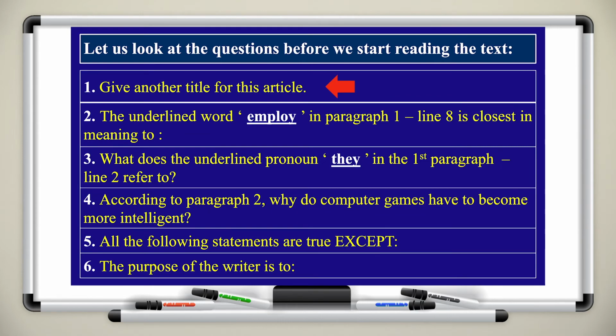Now, just like I taught you in the beginning, we're going to read the questions first before we start reading the text. So we have question number 1, give another title for this article. Question number 2, the underlined word employ in paragraph 1, line 8 is closest in meaning to. Question 3, what does the underlined pronoun they in the first paragraph, line 2, refer to? And according to paragraph 2, why do computer games have to become more intelligent? Number 5, all the following statements are true except. And the last one, the purpose of the writer is to.